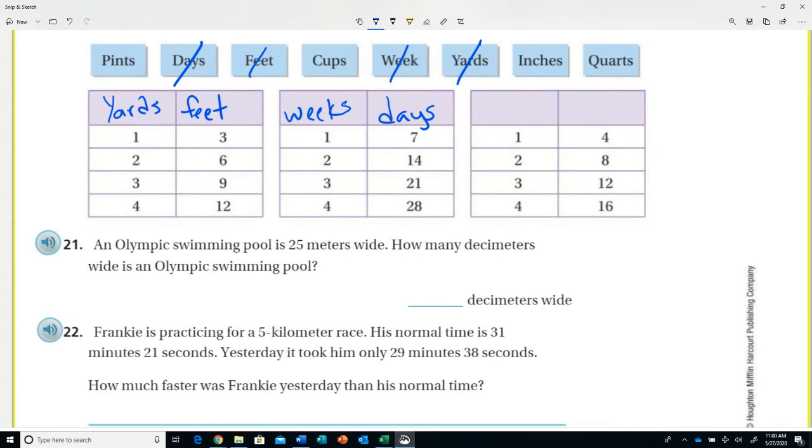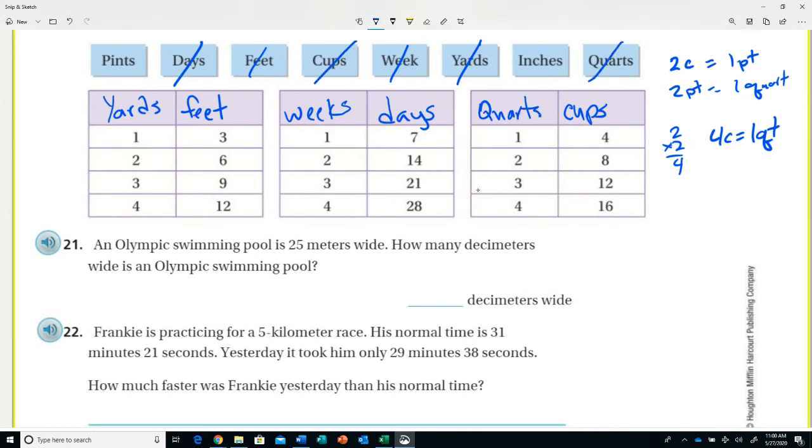But let's take a look at cups to quarts. So if 2 cups equals 1 pint and 2 pints equals 1 quart, how many cups to a quart? So it would be 2 pints, so it's 2 times 2 equals 4. So you get 4 cups equaling 1 quart, which is what this is going to be. This is cups, and this is quarts. And there you go.